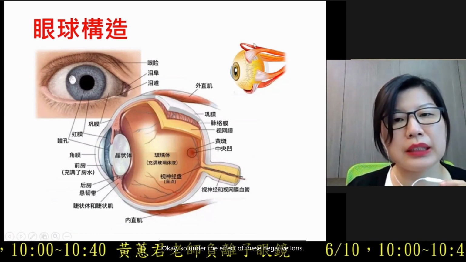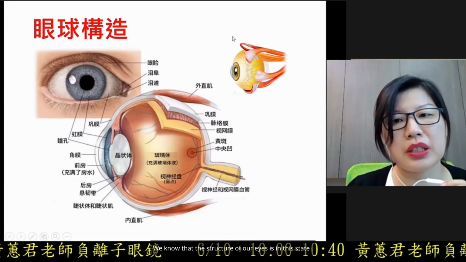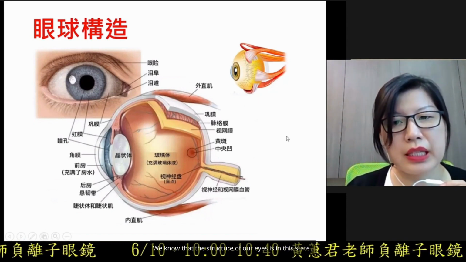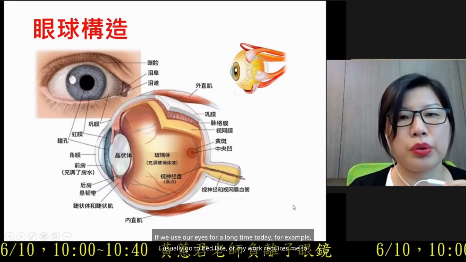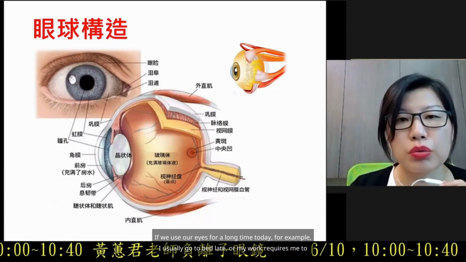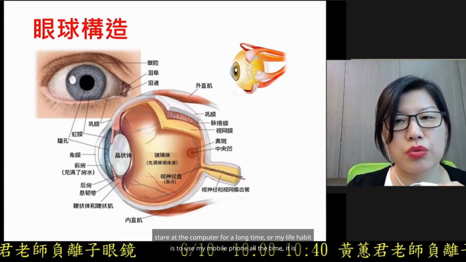Okay, so under the effect of these negative ions, we know that the structure of our eyes is in this state. If we use our eyes for a long time today, for example, I usually go to bed late, or my work requires me to stare at the computer for a long time, or my life habit is to use my mobile phone all the time.